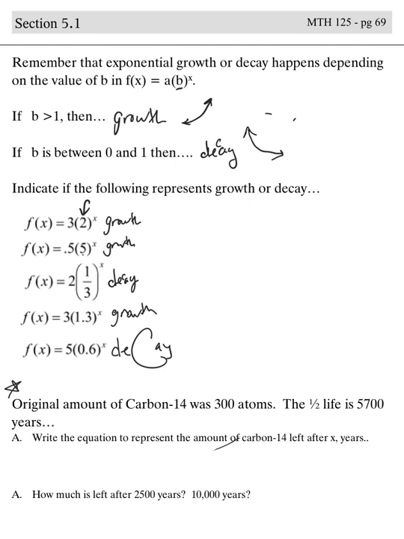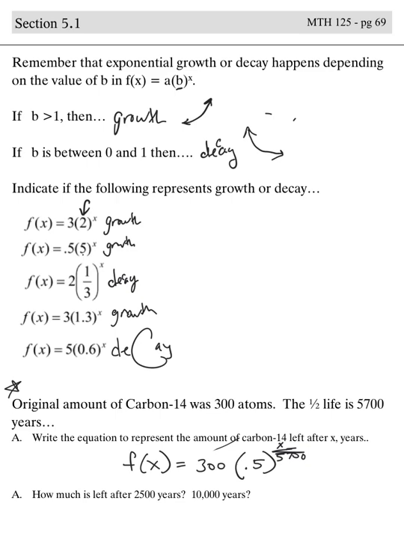So write the equation to represent the amount of carbon-14 left after X years. So our beginning population is 300. Our multiplier is half, the half-life. And our exponent is how many years out of 570? I think that is 570. Oh, nope, it's 5700. There's a 0 that's hidden there for me. Okay, so that's my equation.